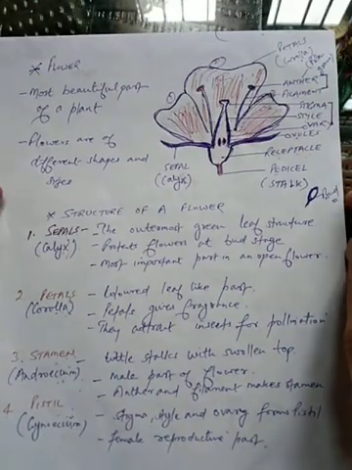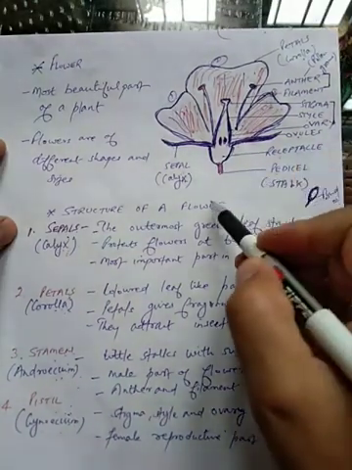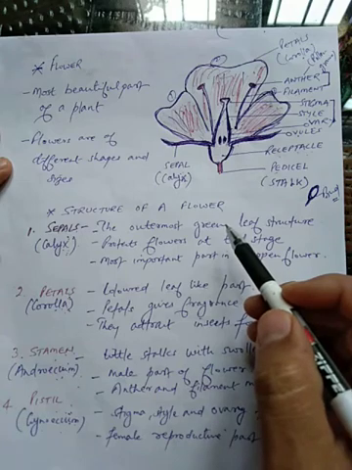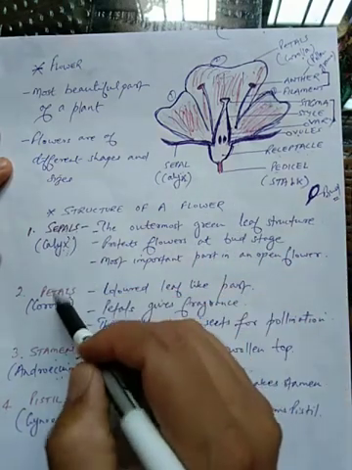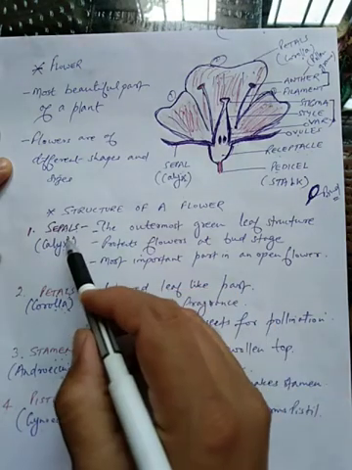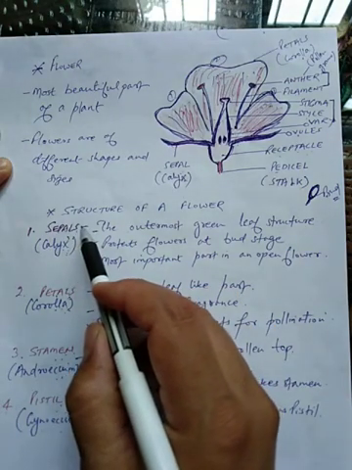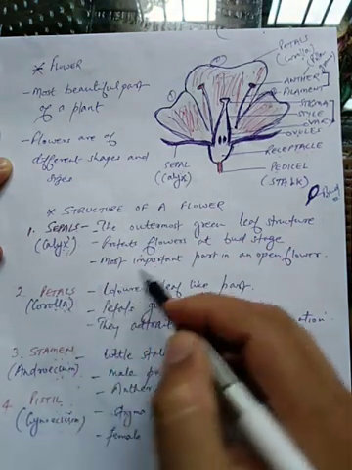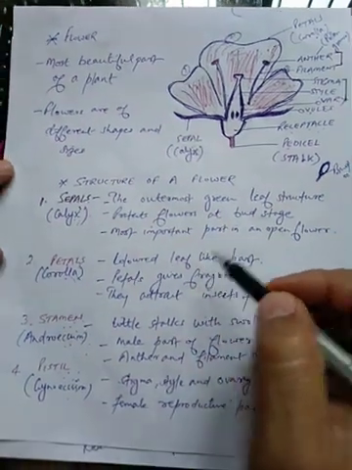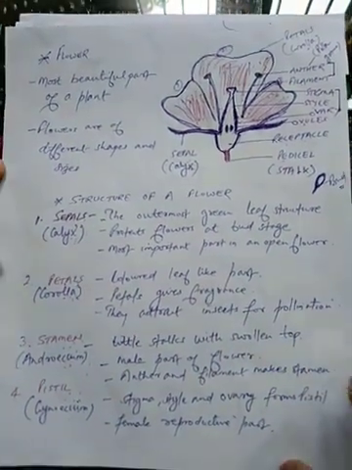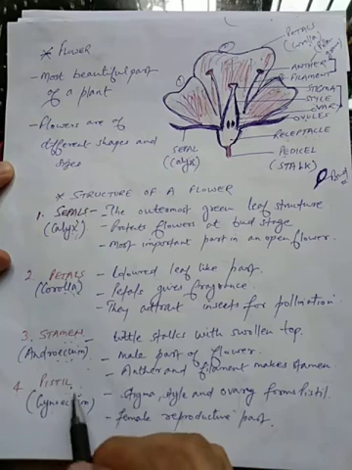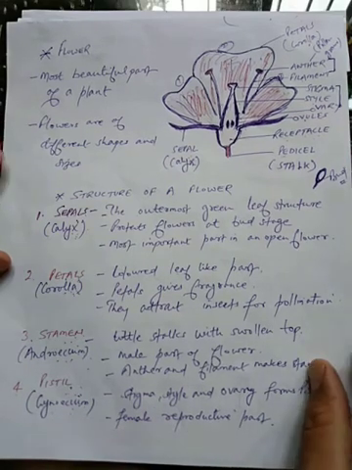Now we will discuss the flower. Flower, as you know, is the reproductive part of the plant, and a flower contains four parts which are sepals, petals, stamen and pistil. The sepal is the outermost green part, which is also known as calyx. Petals, which are also known as corolla, are the colored part of the flower and they attract insects for pollination. Stamen, that is androecium, is the male part of the flower, and pistil, that is gynoecium, is the female part of the flower.